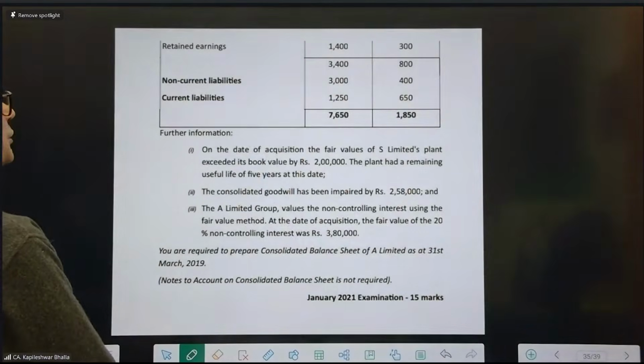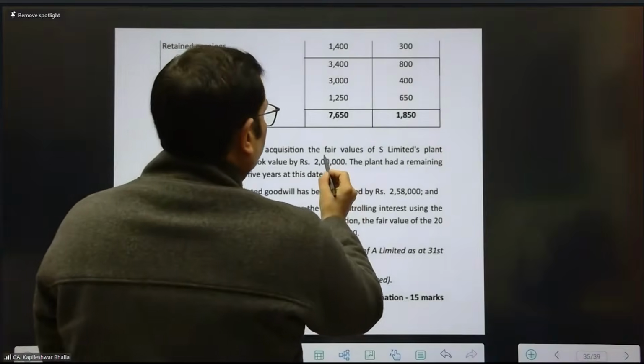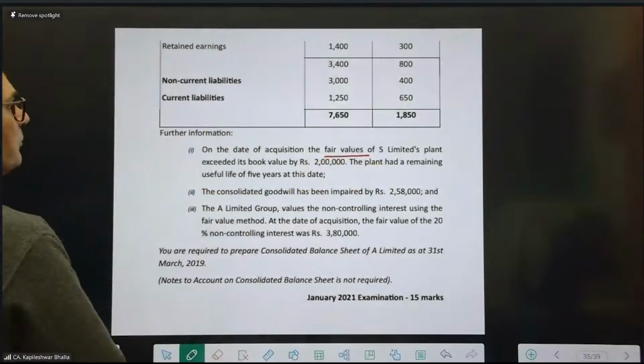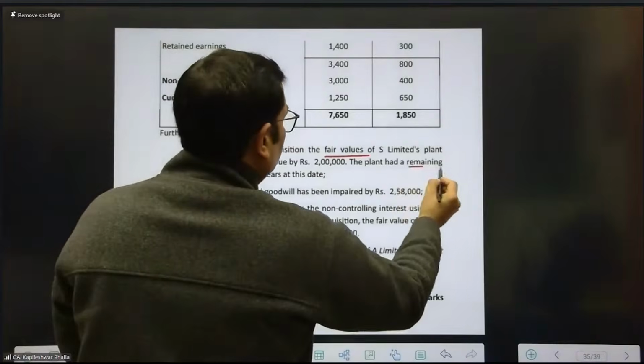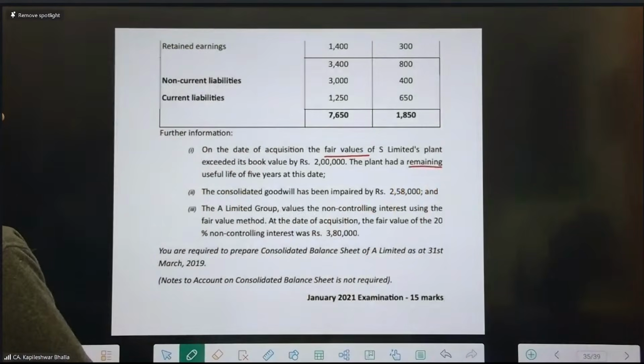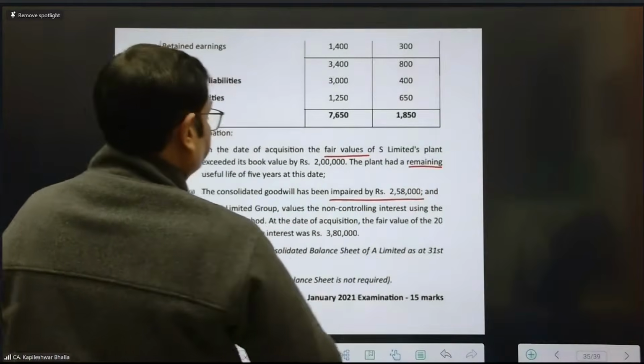Then it says in the additional information that on the date of acquisition, the fair value of the plant exceeded the book value. That's a fair value adjustment. And the remaining life of this plant is supposed to be 5 years on that date. The consolidated goodwill is impaired.